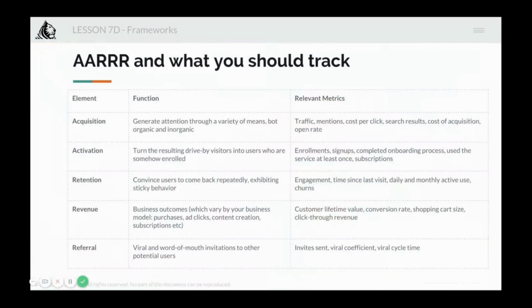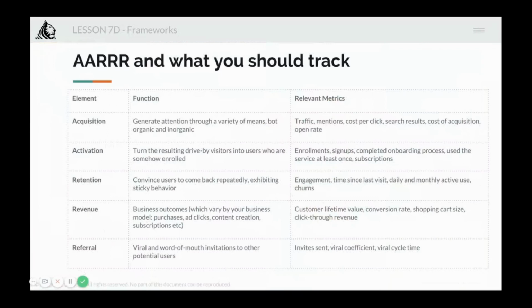So acquisition, the function is to generate attention through a variety of means, both organic and inorganic. The relevant metrics would be traffic, mentions, cost per click, search results, cost of acquisition, open rate, etc. Activation is to turn the resulting drive-by visitors into users who are somehow enrolled. And the enrollment, sign up, completed onboarding process, etc. are metrics which are relevant to activation.